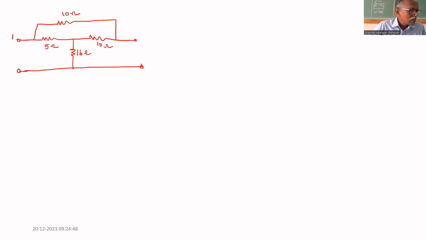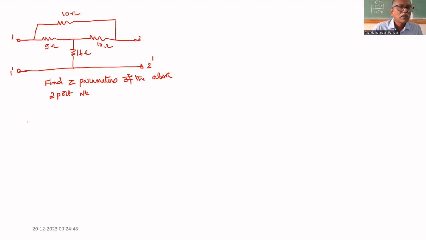Find the Z parameters of the following two-port network. How can it be found? Let us redraw this circuit.